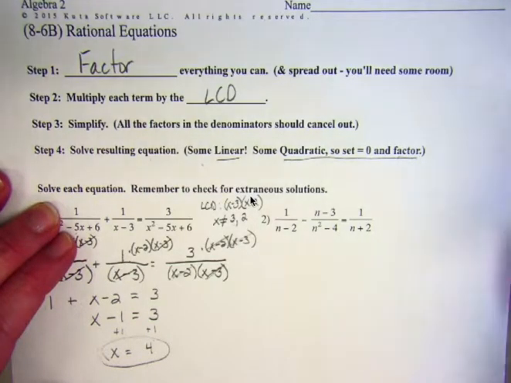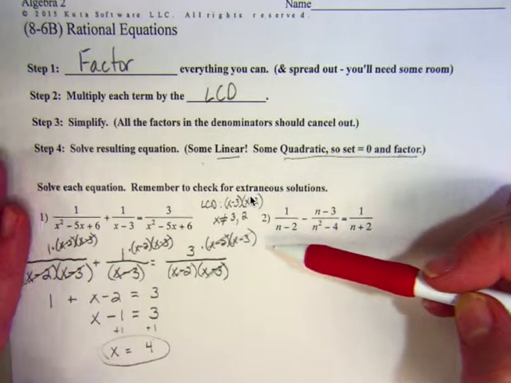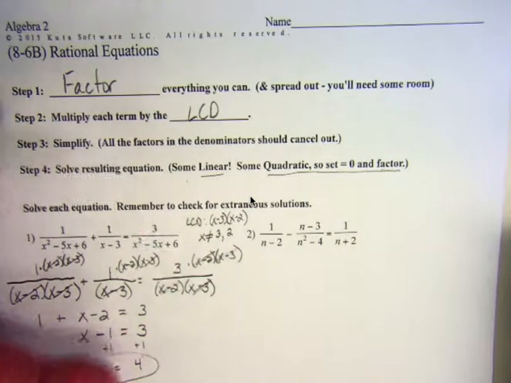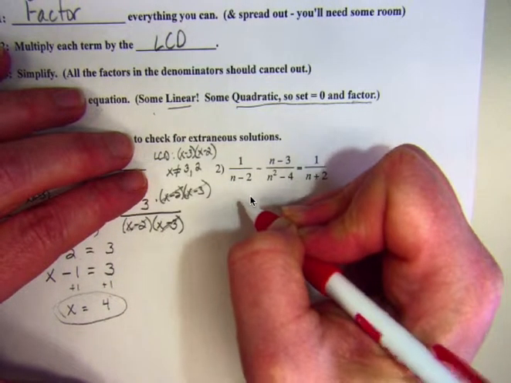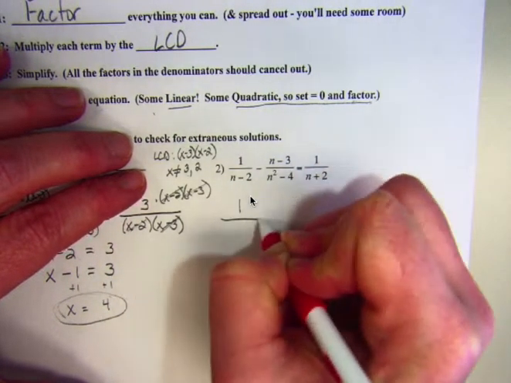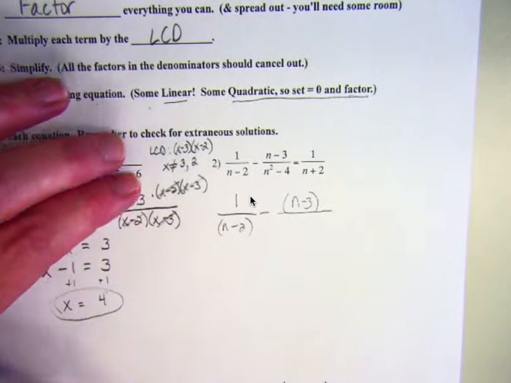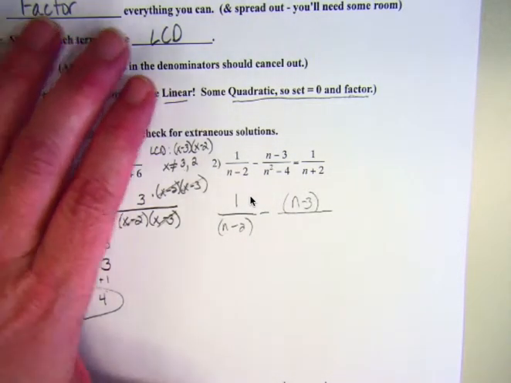So this is still the same worksheet, but I'm going to work number 2. So I'm going to factor everything I can. I can't really factor this first one, so I'm just going to rewrite it. n minus 2, minus, now the top I can't factor, n minus 3, but I am going to put it in parentheses for what we're going to do in just a little bit.